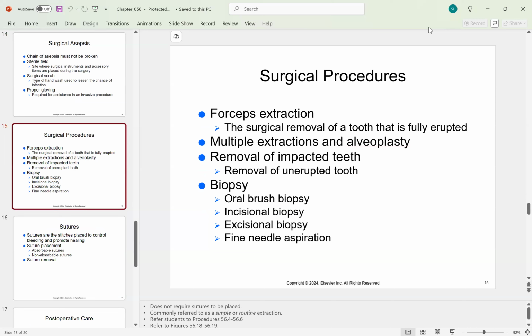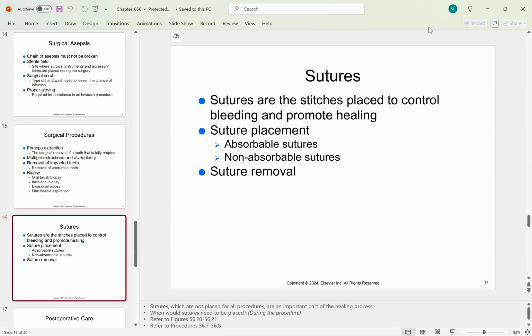Our procedures include our forceps extraction. So this is the removal of the tooth that's fully erupted, multiple extractions and alveoplasty, removal of impacted teeth. This is going to be the teeth that are unerupted. Biopsy, so oral brush biopsy, incisional biopsy, excisional, and fine needle abrasion. And then placing sutures. Sutures are the stitches that are placed to control bleeding and promote healing. We can use either absorbable or non-absorbable depending on what the provider prefers. And then suture removal.